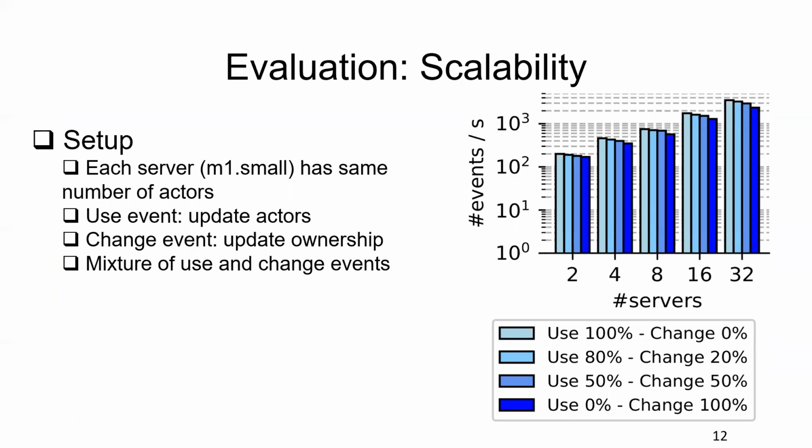At first, let's look at the scalability of AEON. We deployed our applications on AWS M1 small instances, and each server has the same number of actors. We use 2 types of events here: user events, which update the actors, and change events, which update the ownership. We have 4 types of workload, each with a different percentage of user and change events. As the figure shows, we vary the servers from 2 to 32, and the AEON application shows excellent scalability. We also found that with more user events, the performance is better, because a change event will update the ownership and lock more actors.